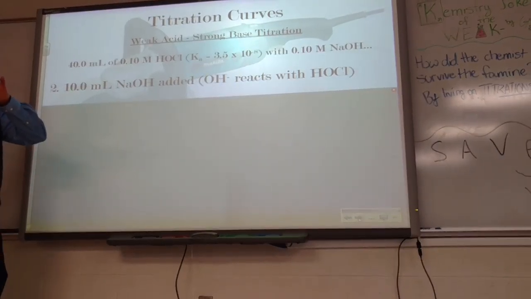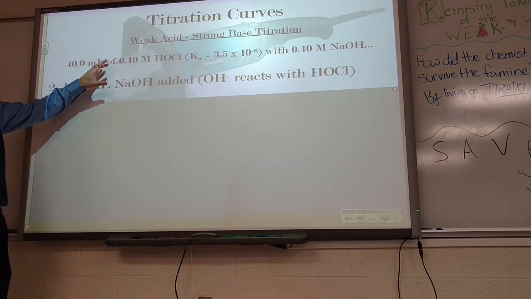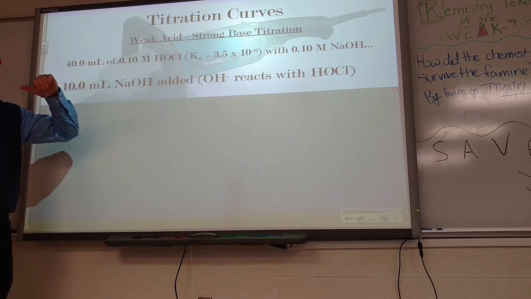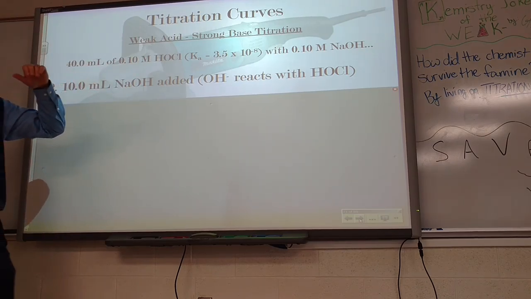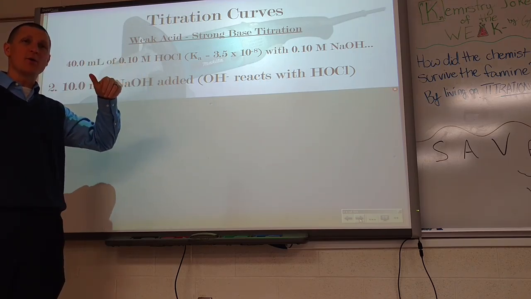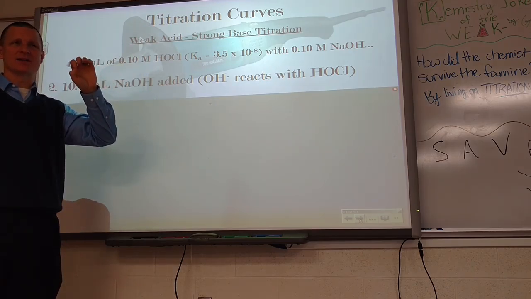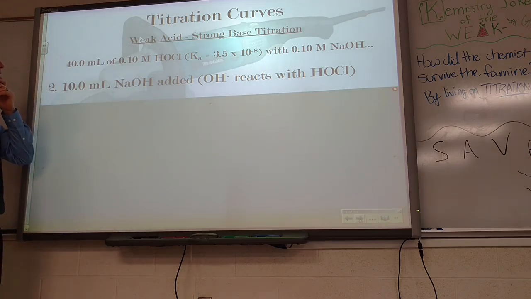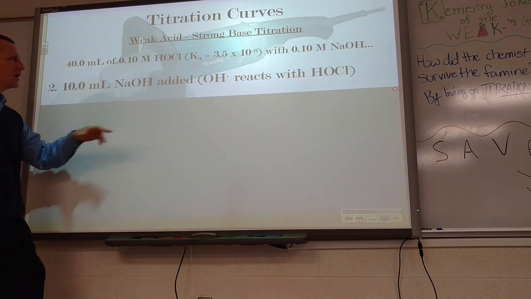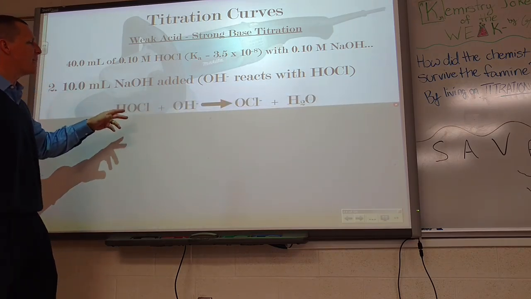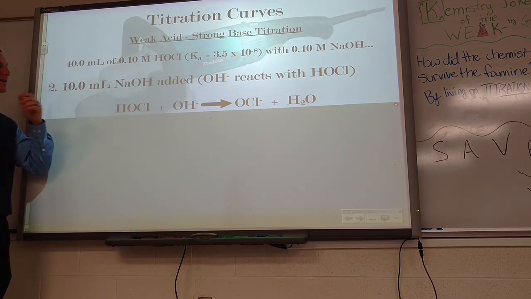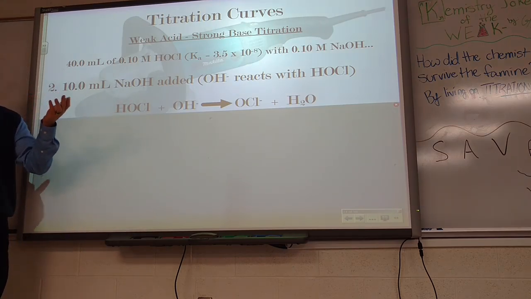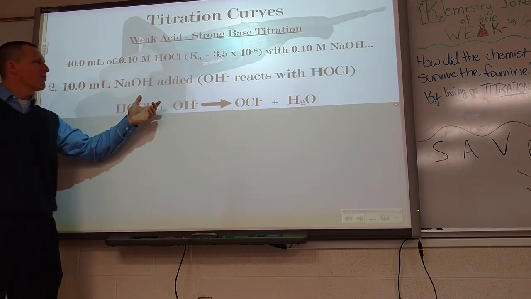Okay, I told you, this is the last slide, because we have the first data point where we're adding some of the base to it. We're adding 0.1 molar sodium hydroxide to the weak acid. So we're adding a strong base to this weak acid. So do we have to stoic it? We have to stoic it. That's right. That's exactly what we do.